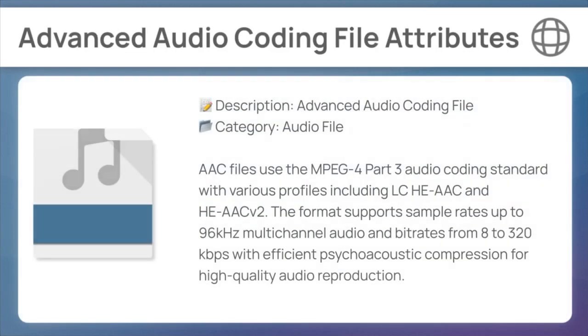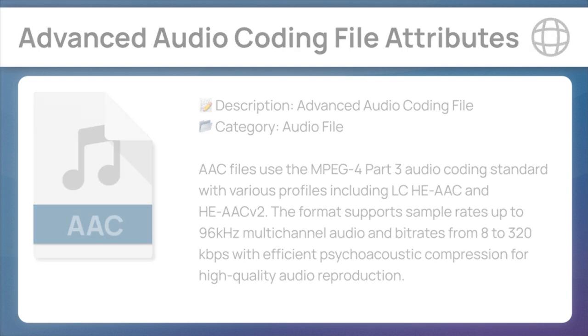AAC files use the MPEG-4 Part 3 audio coding standard with various profiles, including LC, HE-AAC, and HE-AACv2. The format supports sample rates up to 96 kHz, multichannel audio, and bit rates from 8 to 320 kbps with efficient psychoacoustic compression for high-quality audio reproduction.